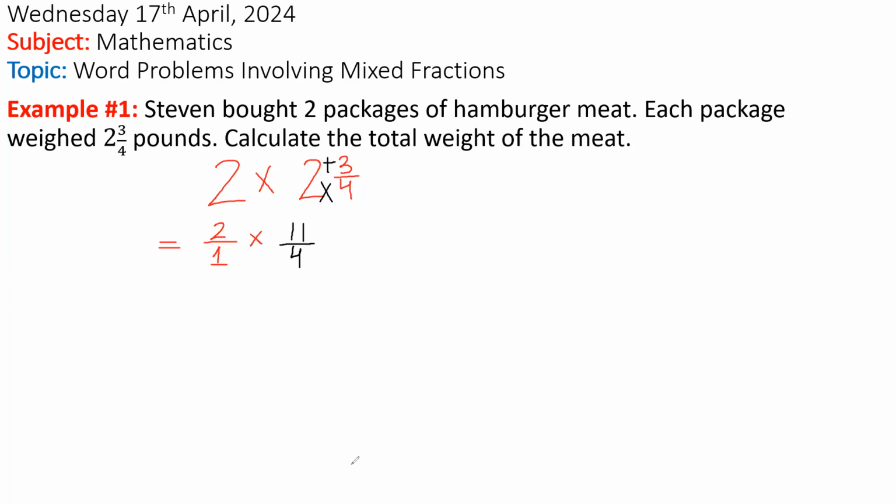All right, next we are going to multiply. So we have 2 multiplied by 11. What is 2 multiplied by 11? That's 22. So 22 over, and 1 times 4 is 4. So 22 over 4. Okay, and now we're going to change this improper fraction into a what?